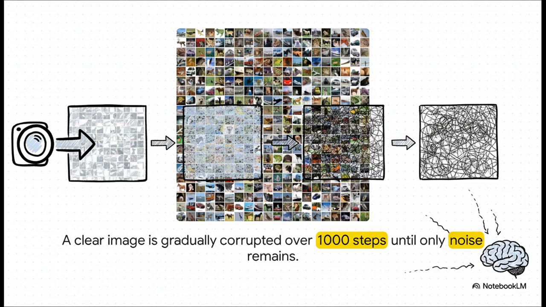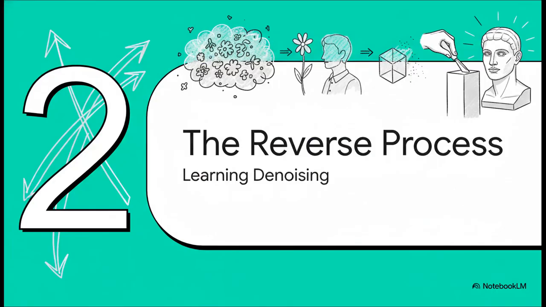But here's the crucial part. The AI is watching this entire process of destruction, carefully learning how the noise gets added at every single step along the way. All right, now for the fun part, the reverse process. This is where the real magic happens. So after watching countless images get turned into pure noise, the AI's actual training can finally begin. It is time to teach it how to be that sculptor and reverse all of that damage we just did.